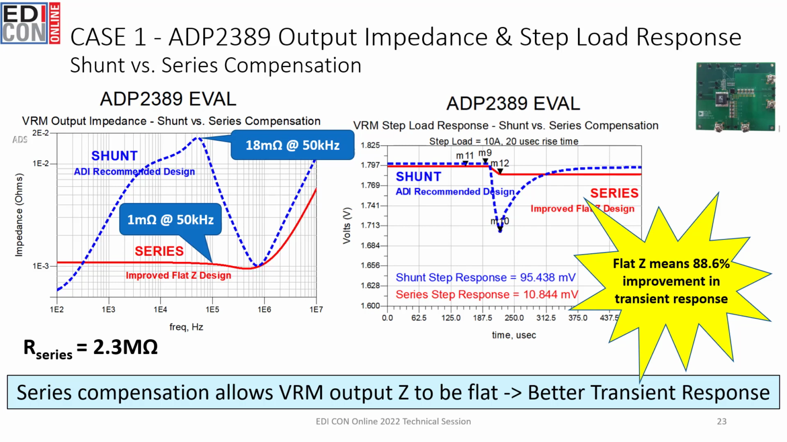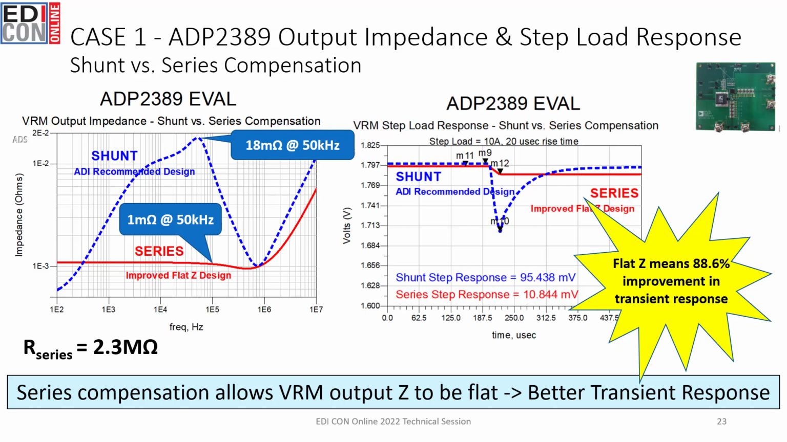When looking at test case 1 with the ADP2389, the left plot shows the output impedance results using the ADI design currently on the evaluation board. That's represented by the blue curve. The red curve in the left plot is the result of the VRM output impedance by removing the shunt compensation network and adding a series compensation network using a single 2.3 megaohm series feedback resistor between Vcomp and the VRM's feedback pins, in addition to adjusting some of the output capacitor values. Now notice, the VRM's output impedance is now completely flat.